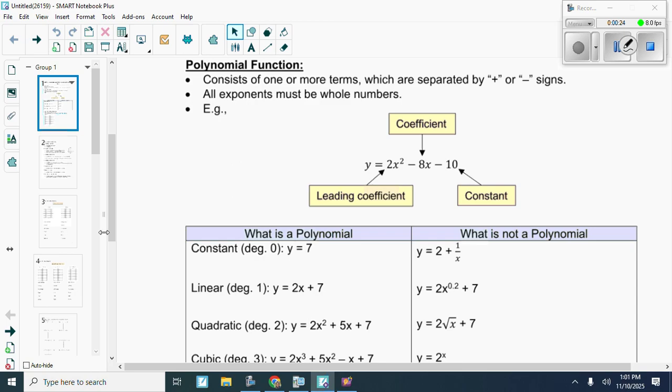Polynomial just means many terms. And all of these, you're going to see, can be graphed, and they're going to look like certain things. Some of them are going to look like a straight line. Some of them are going to look like what we call a parabola.